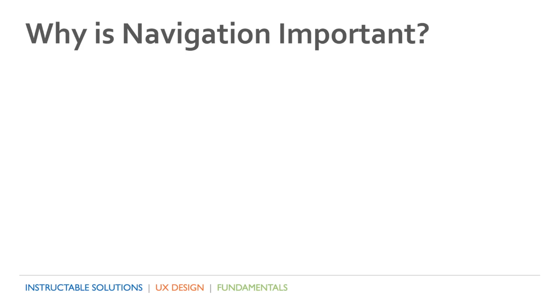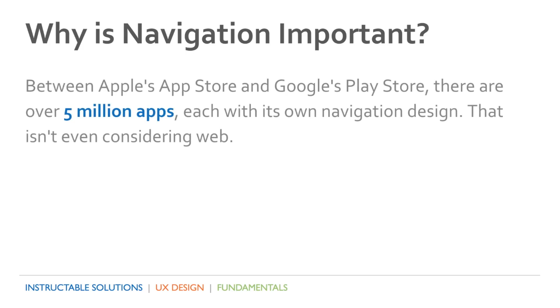So why is navigation important? Well, between Apple's App Store and Google's Play Store, there are over 5 million apps, and they each have their own navigation design. Without even considering the web itself, there are already 5 million different ways of navigating. It's extremely important to spend time figuring out the best way to bring your users from where they end up to where you want them to be. The only way to do that is to take the time and create a very effective navigation.